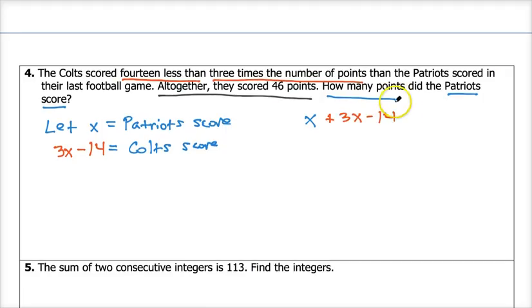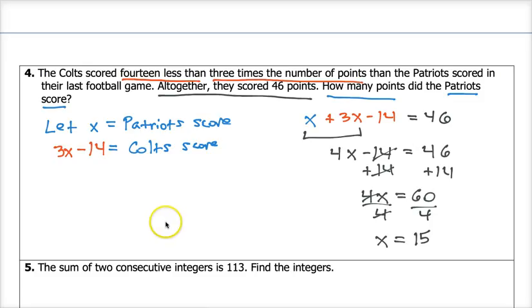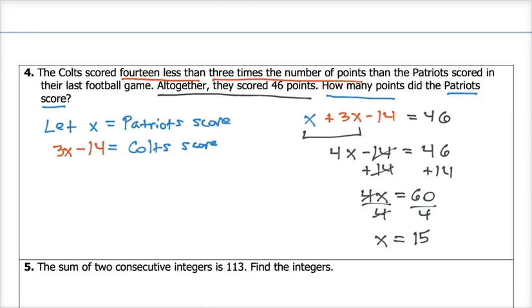is equal to 46. Once again, I'm going to pause the video. I want you to solve this equation for x and then click play once you have your answer. Okay, if you solved this correctly, you should have found that x equals 15. So x is our Patriots score, and that's the question we were trying to answer. So that means that the Patriots scored 15 points. Obviously a lot less than the Colts scored.